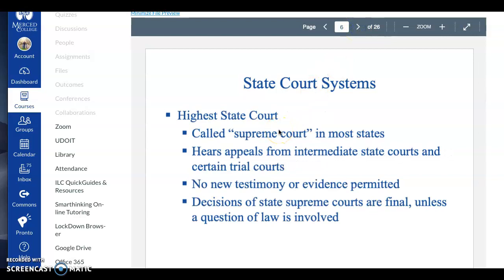Then it can go up to what we call the Supreme Court. So they hear appeals from the appellate or intermediate courts. Again, no new testimony or evidence, and the decisions of the state Supreme Courts are final unless either a new question of law is involved or it has a constitutional validity that can go up through the federal Supreme Court.